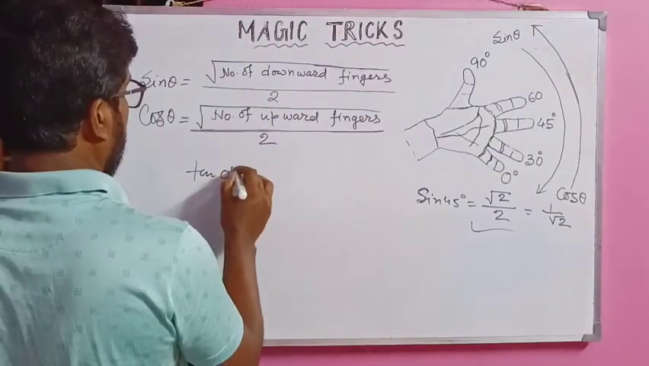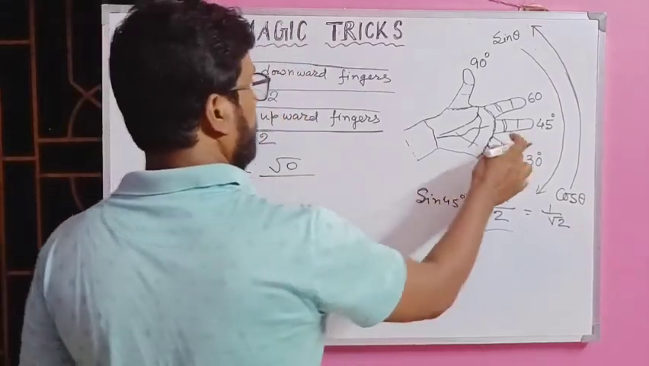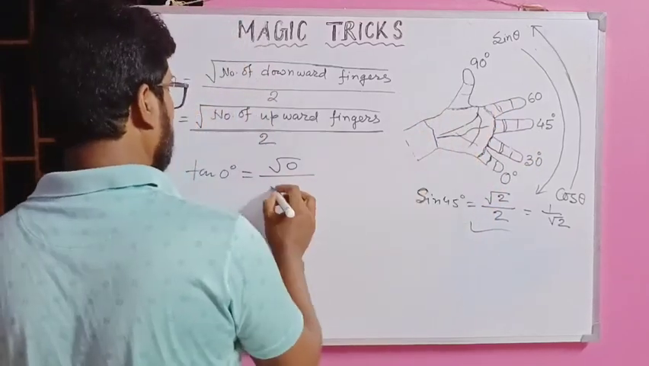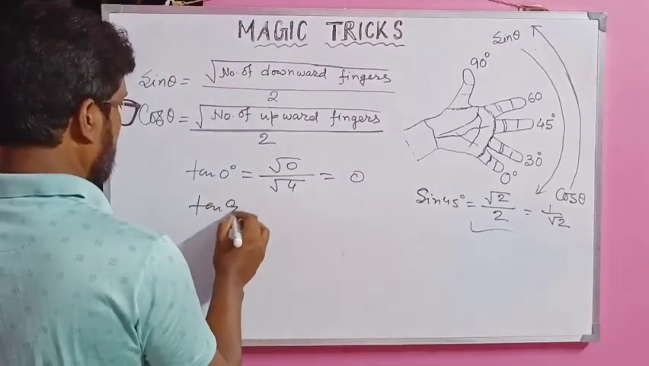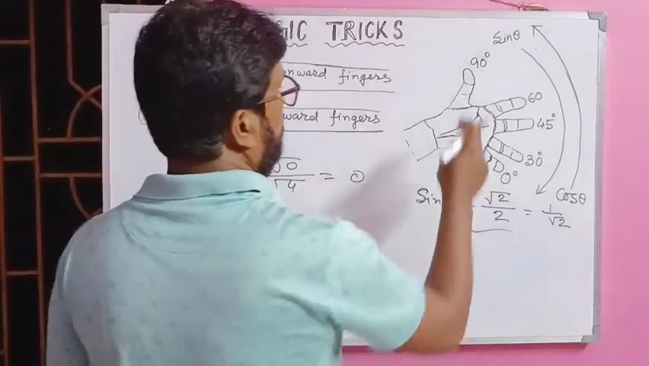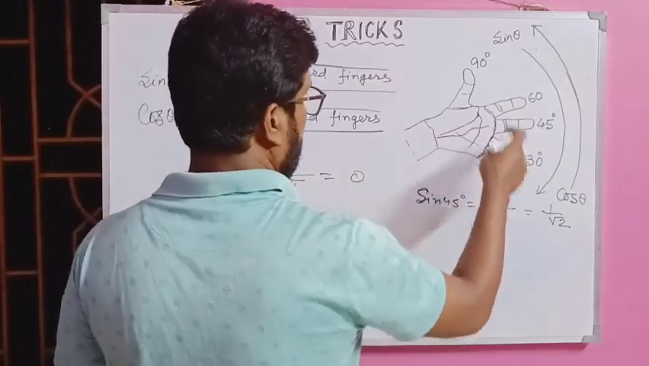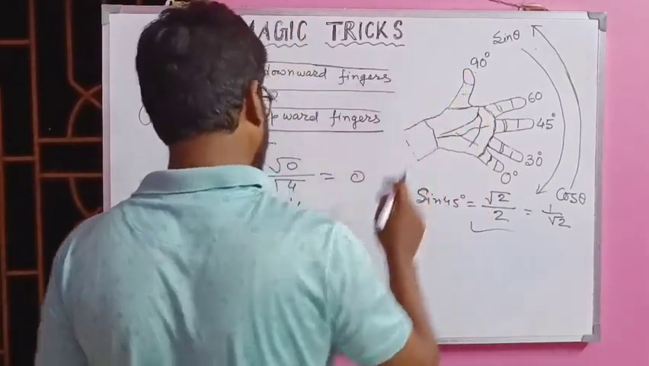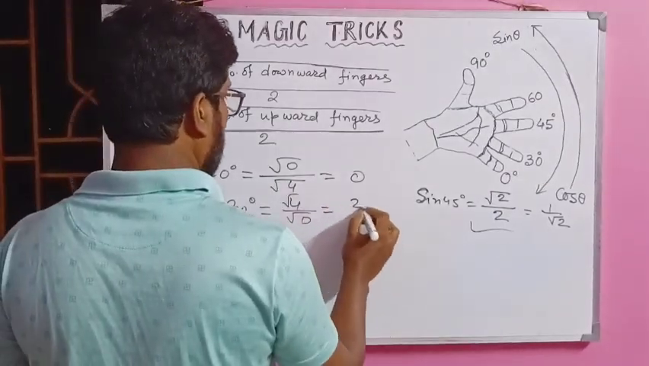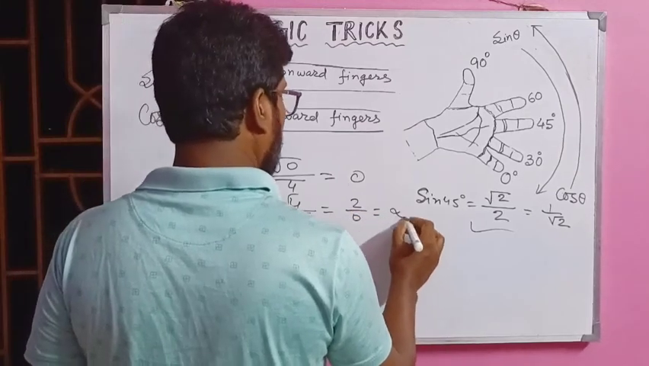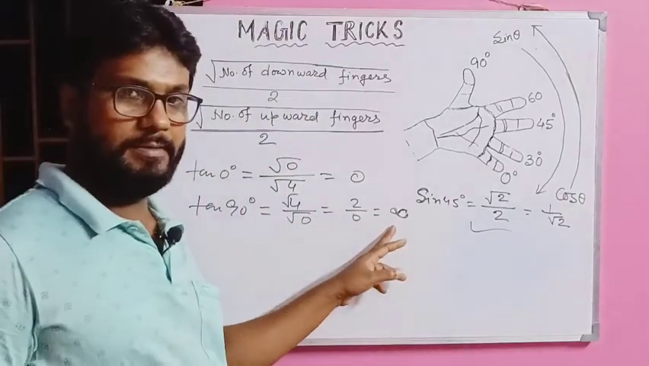Also tan 0 degree. Here is 0 degree, there is no finger left, therefore root 0. There are 1, 2, 3, 4 fingers left in upward direction, therefore it is root 4, equal to 0. Tan 90 degree: here is 90 degree, there are 4 fingers left in downward direction, and there is no finger left in upward direction, therefore root 4 by root 0 equals 2 by 0, equal to infinity, or it's called undefined or infinity.